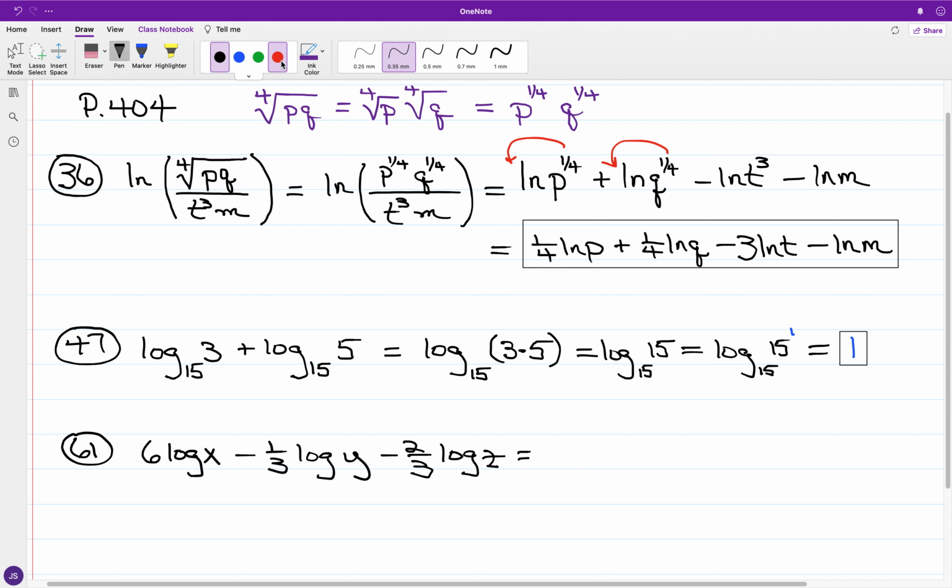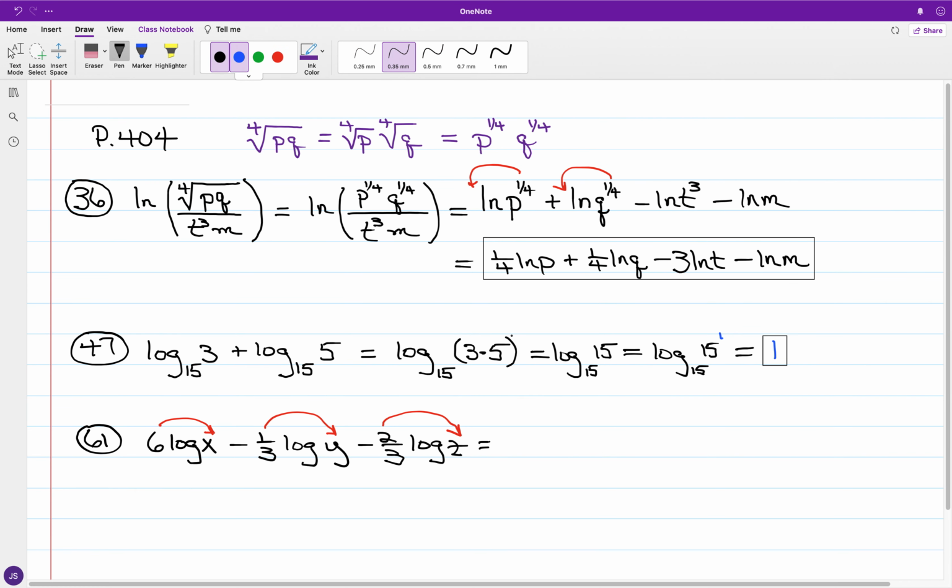All right, and looking at compiling together. Any coefficients I have at the front, the absolute values would be powers to which the attachments will be raised. So for the first term, 6 times the base 10 log of x becomes the base 10 logarithm of x to the 6th. And we have minus the base 10 logarithm of y to the 1/3, and minus the base 10 logarithm of z to the 2/3.